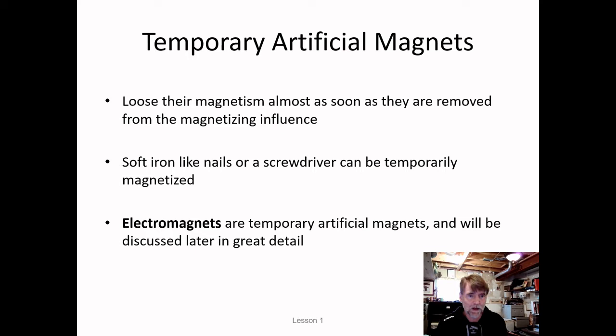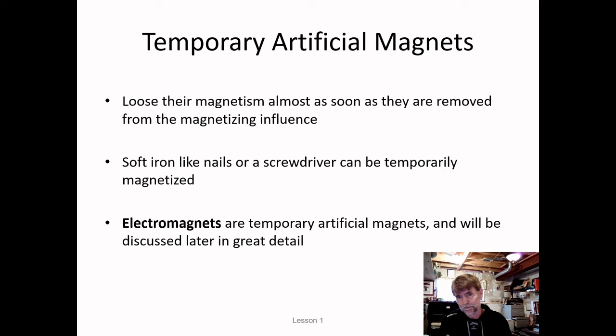All right, soft iron such as nails or screwdrivers can be temporarily magnetized, okay? But over a period of minutes, hours, days, whatever the case may be, the ordering is eliminated and the magnetizing or magnetic component of it is lost.